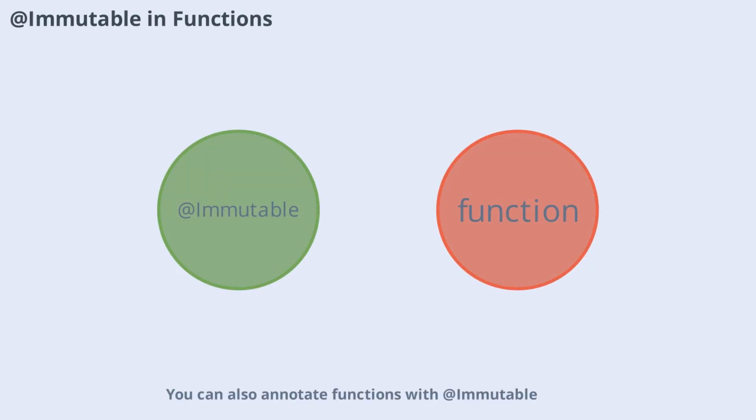You can also annotate functions with @immutable. This means the function does not modify any state and always returns the same result for the same inputs. It's a strong guarantee for Compose, allowing it to optimize recompositions even further. Use this for pure functions that never change any data or have side effects.